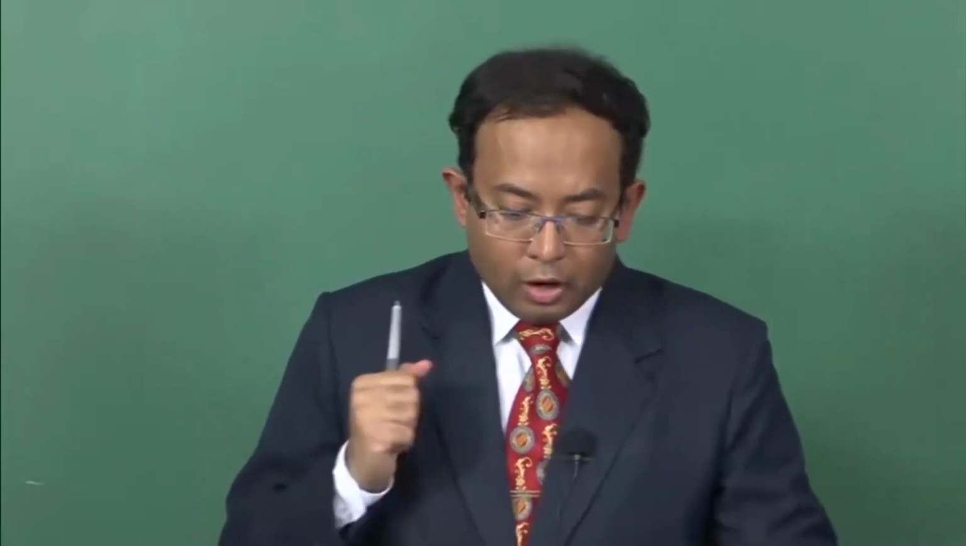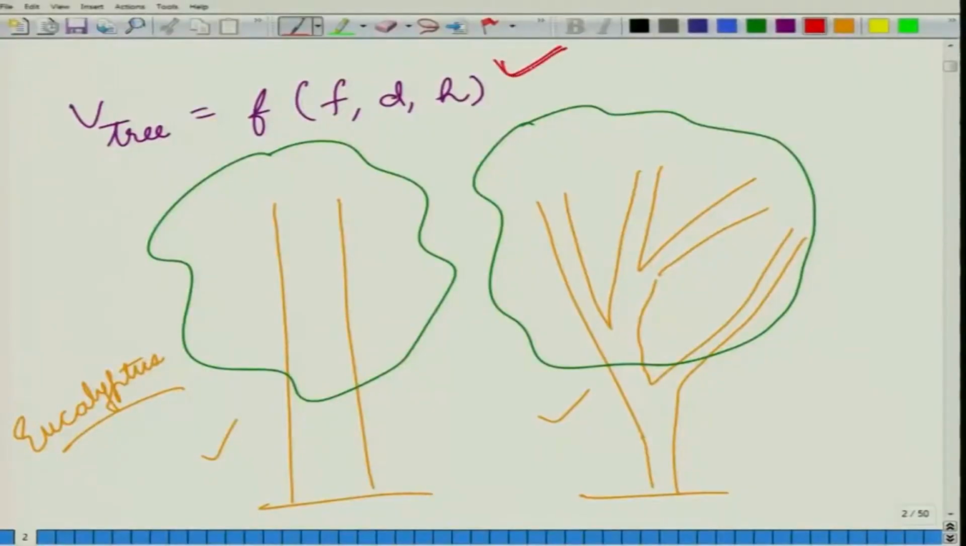So, maybe there was some insect attack or maybe some disease that led to any epicormic growth. So, all the trees in your forest stand will be different. So, if you wanted to find out the volume of your trees using this formula, you will have to measure the form factor for every tree, the diameter for every tree and the height for every tree.